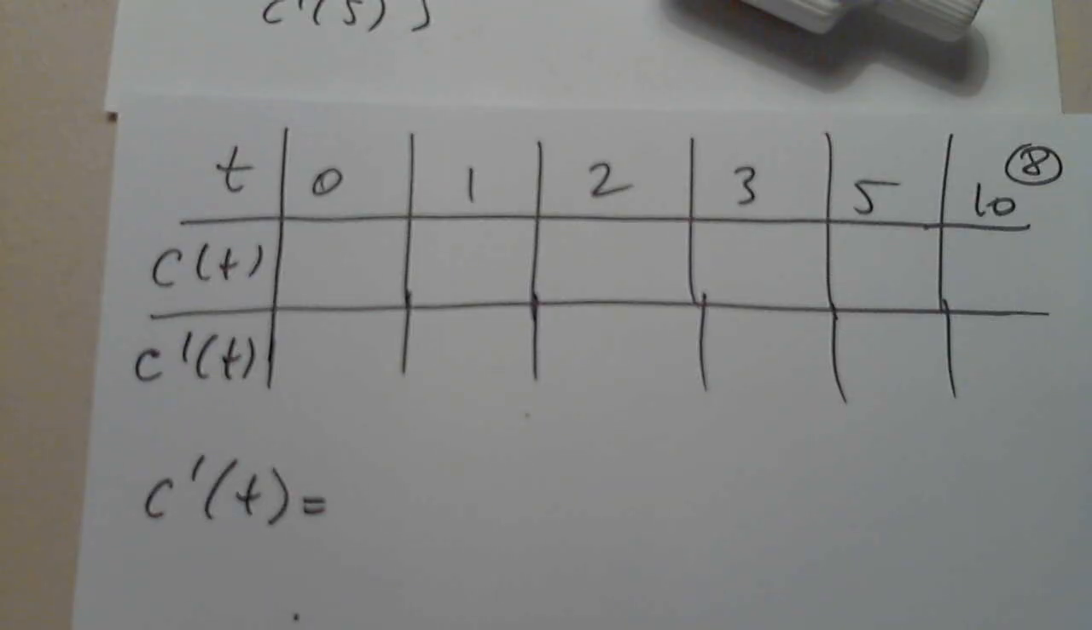Can anyone tell us which formula for differentiation? What type of function is it? Once we know what type of function, then we know which formula to apply. Which differentiation rule are we going to apply on 10 t squared e to negative t?